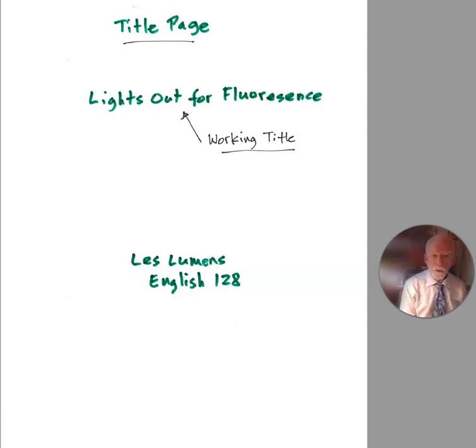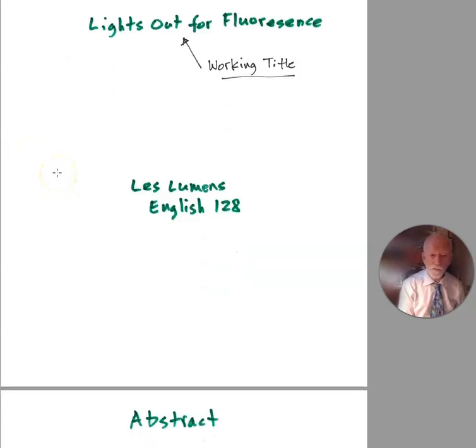In this video, we're going to be taking a look at the dummy that was being prepared by Les Lumens, and we're going to see how he's progressing and how the students themselves should also progress as they're working on theirs. As we see, he has his title page. His title page is still handwritten. He'll type it up when he does the final paper itself.